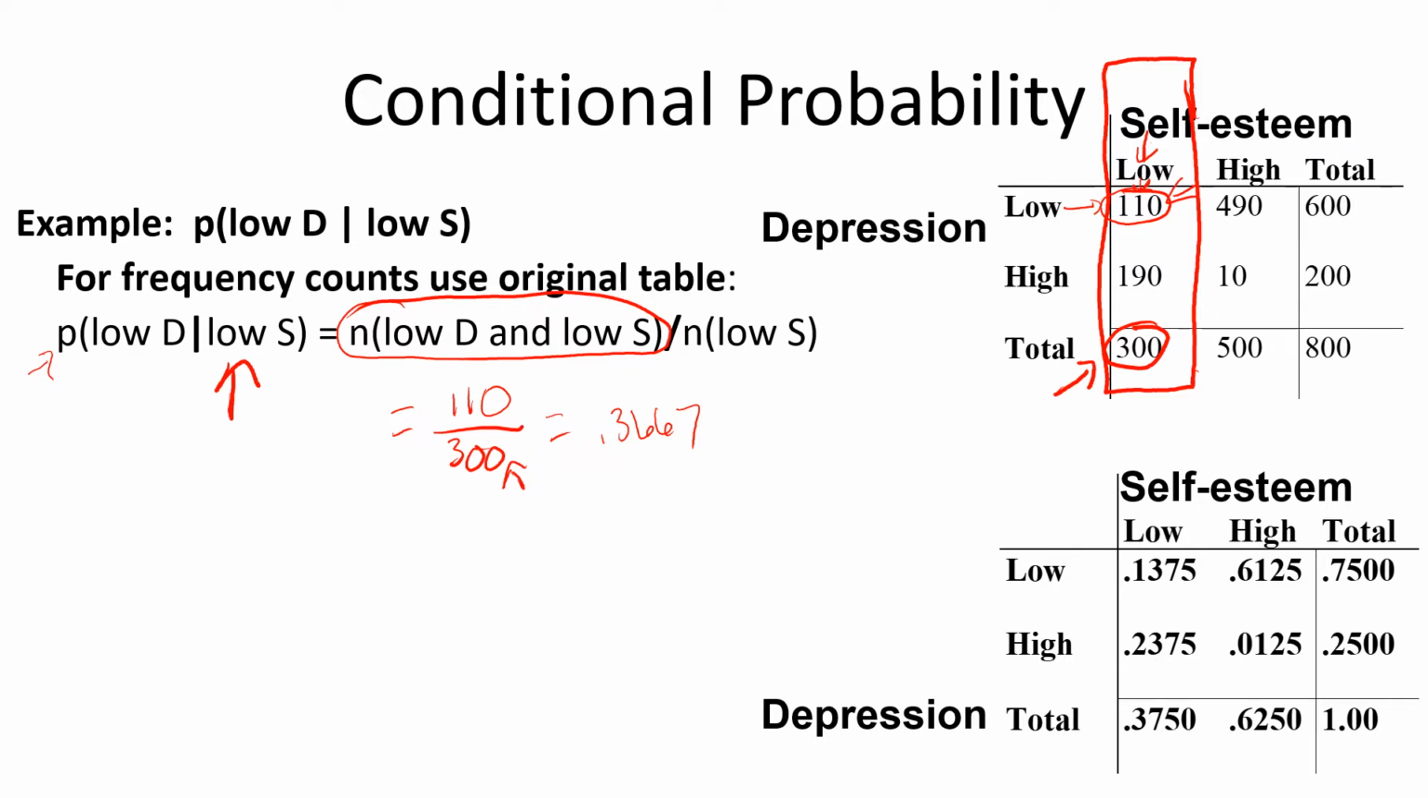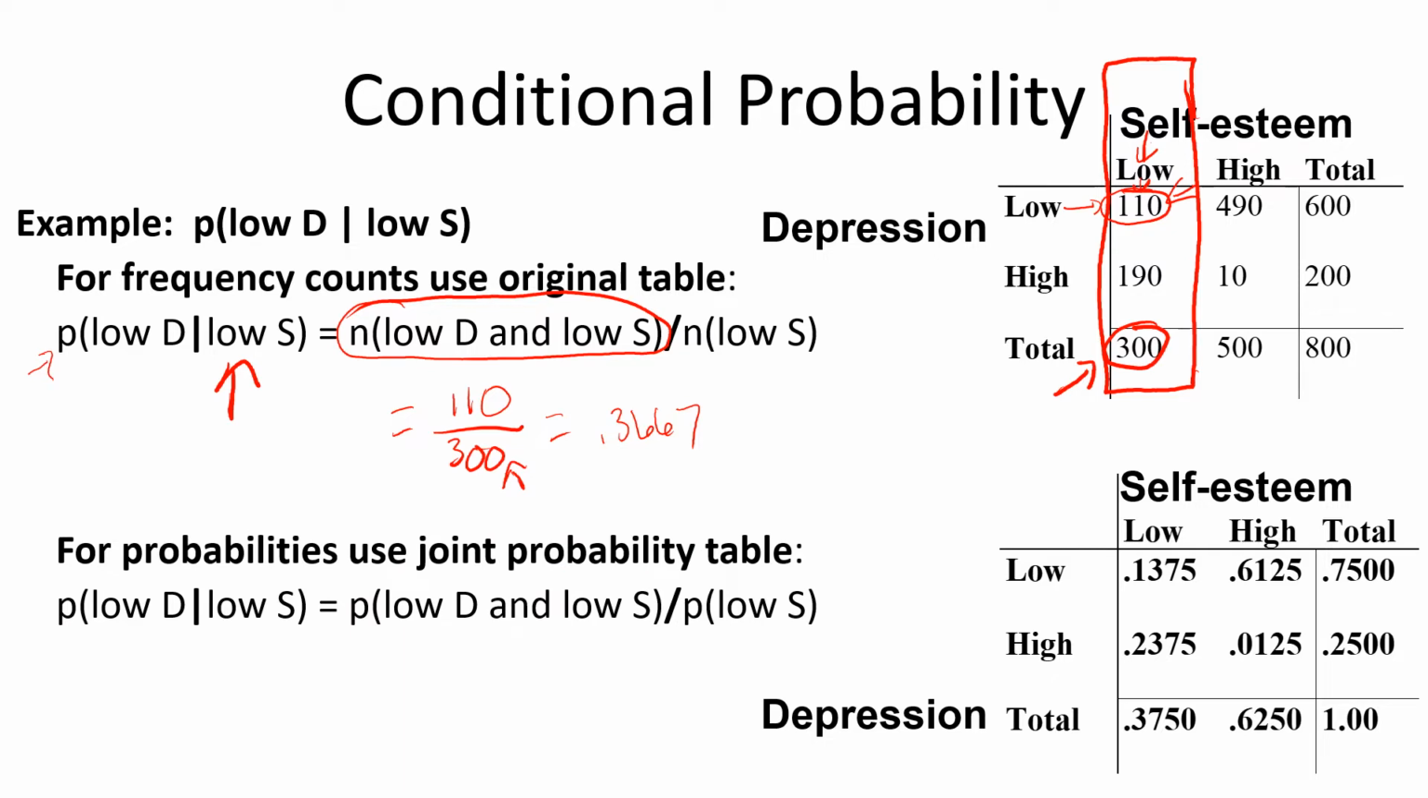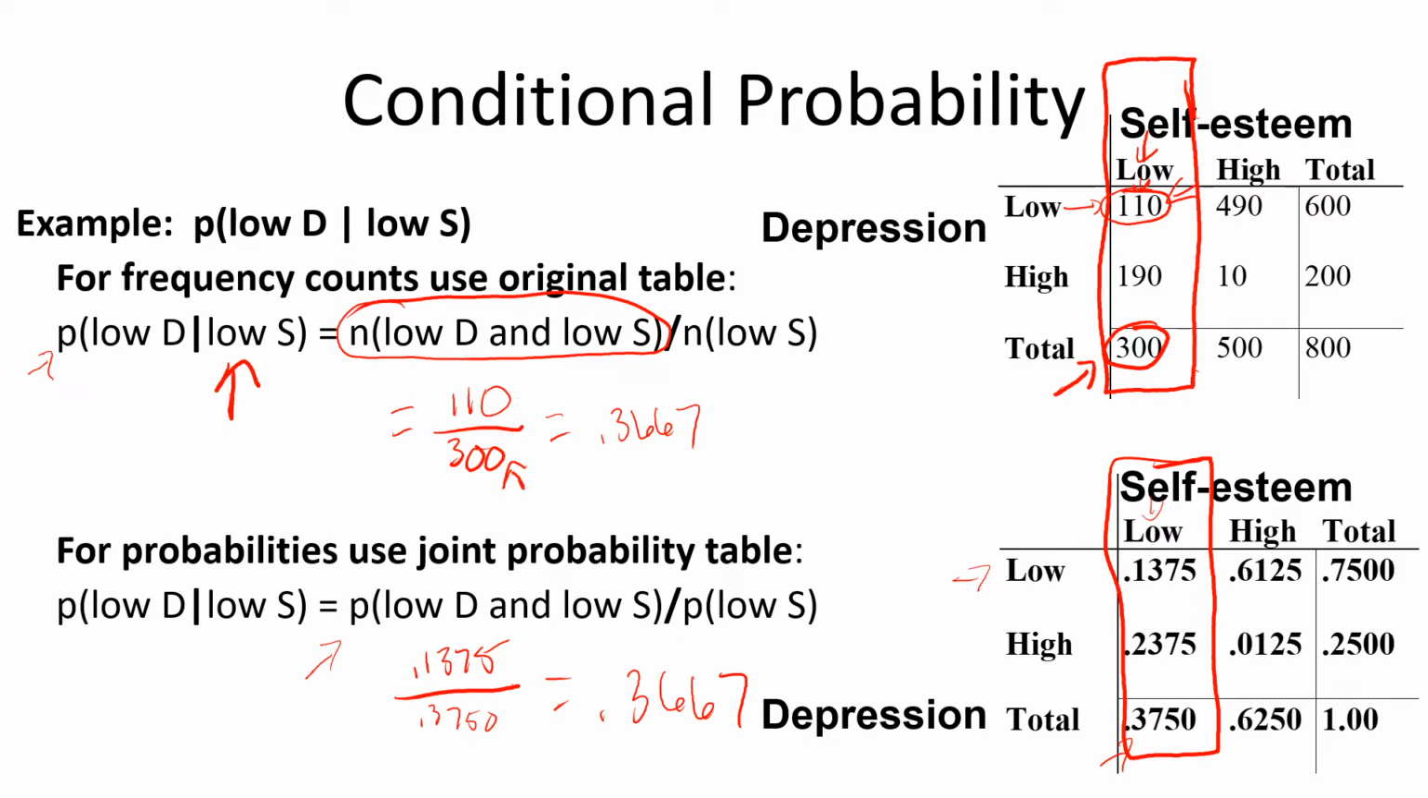We can do the same thing with probabilities. Again, we're doing low depression given low self-esteem, so it's the probability of low depression and low self-esteem, but we're only interested in low self-esteem in the denominator because that's our given. Our low depression and low self-esteem is 0.1375 and our total low self-esteem is 0.375, which comes out to that same 0.3667. Same value, same answer, same everything.